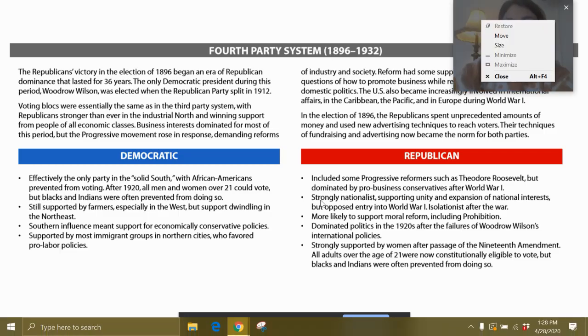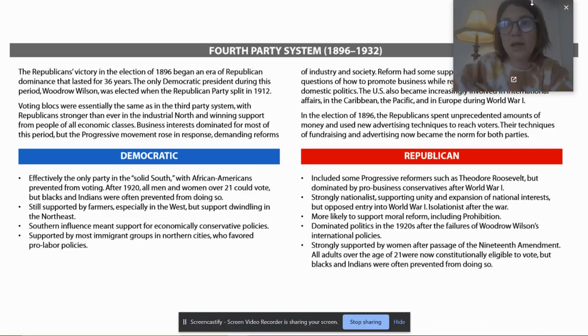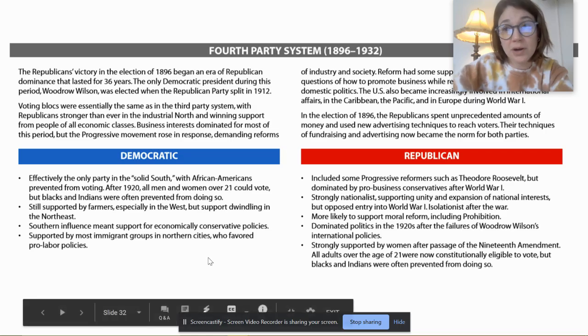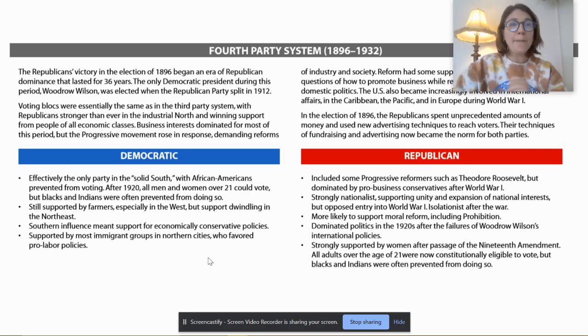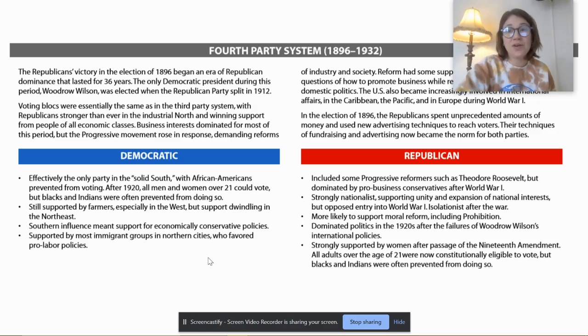In 1896, things start to change. That's where we get our next party system, the fourth party system, from 1896 to 1932. Republicans' victory in the election of 1896 began an era of Republican dominance that lasted for 36 years. The only Democratic president during this period, Woodrow Wilson, was elected when the Republican Party split in 1912.